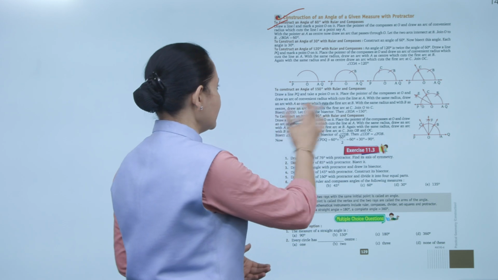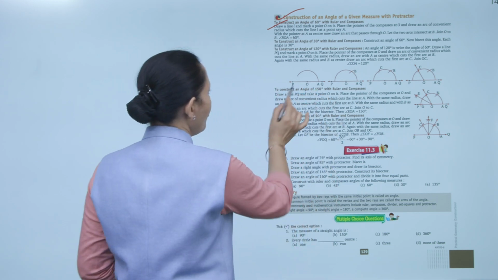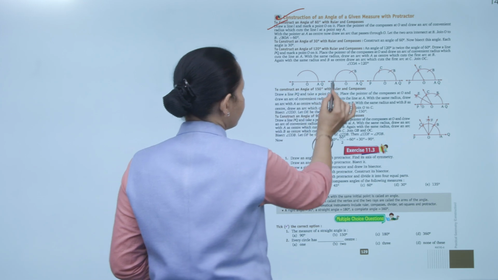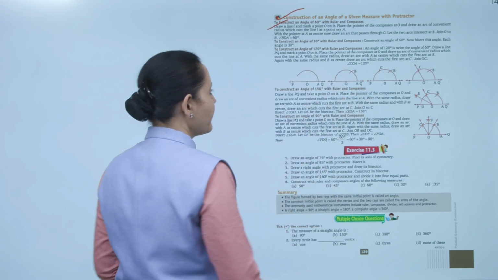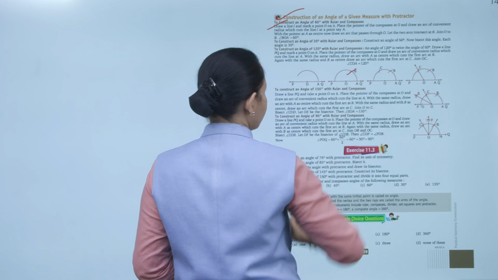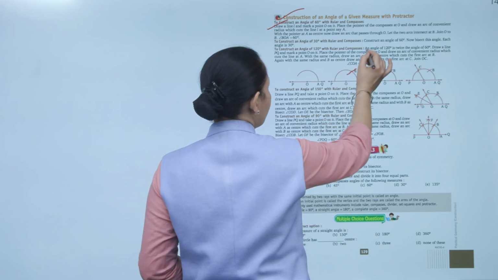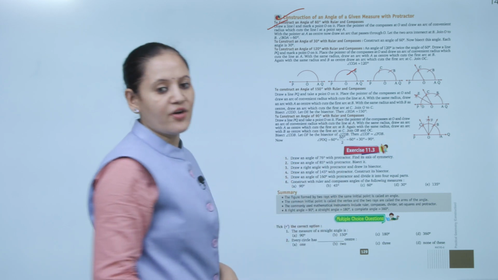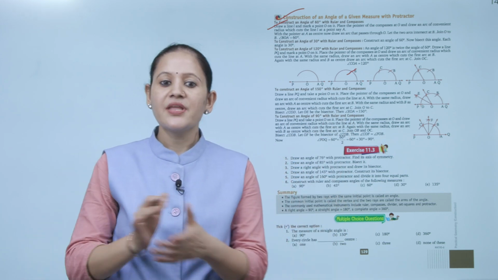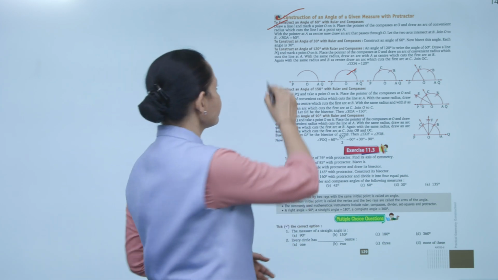First we will take a line L and take a point O on it. Now O as a center will draw an arc like this. Clear? Now A as a center will draw another arc. That will cut it at point B. If we join OB, that angle will be of 60 degrees. Clear? Next, to construct an angle of 30 degrees with the ruler and compass.